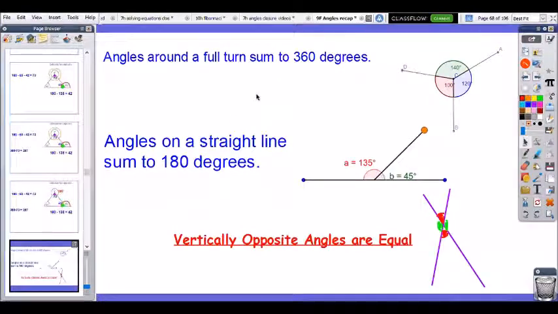Okay, so before I get you onto the classwork, I'm just going to remind you of those angle facts. Angles on a full turn are 360, angles on a half turn are 180 degrees, and don't forget about vertically opposite angles from last lesson as well, so they are equal.